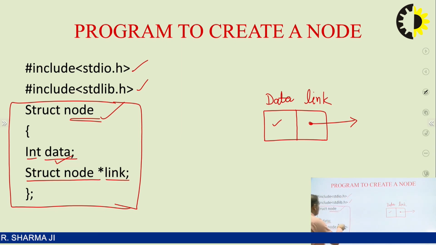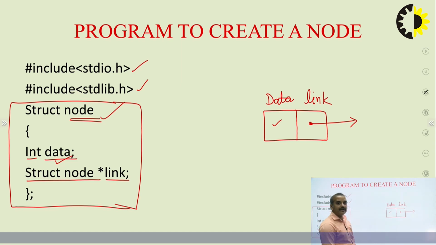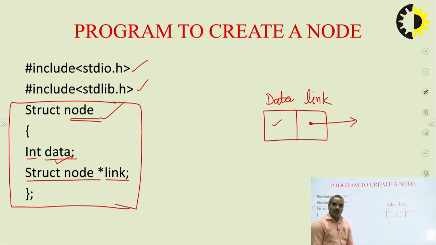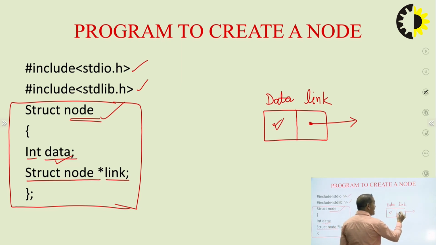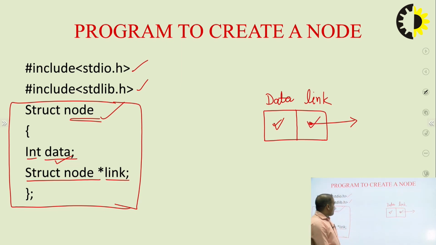By using this syntax, we have to decide what type of data is to be stored in the node. Here we have to store an integer value at the data part, and we have to store a pointer, that means an address, at the link part. By using this code, we only decide that a node has two parts. The first part is the data and the second part is the link.